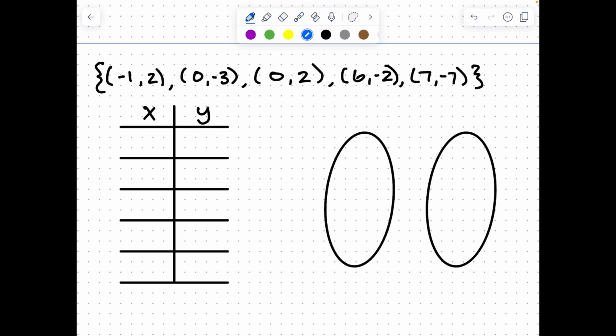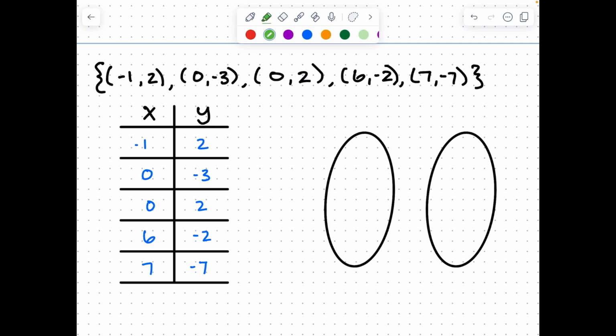So I'm going to look for the smallest X value, and I think these actually go in order for X value. So our first one, -1, 2, second one, 0, -3, 0, 2. And I'm just putting the coordinate points in a table. So my first numbers are always X's, they go on the left. My second numbers are always Y's, they go on the right.